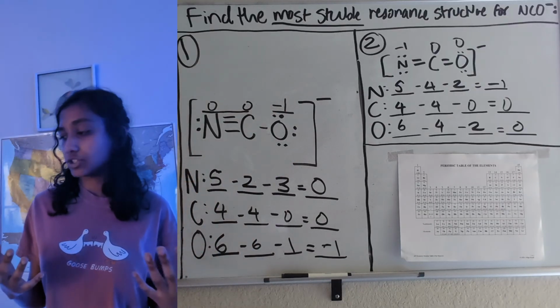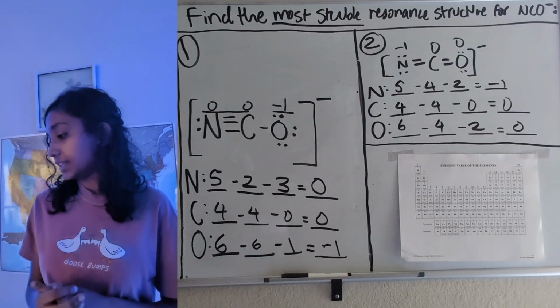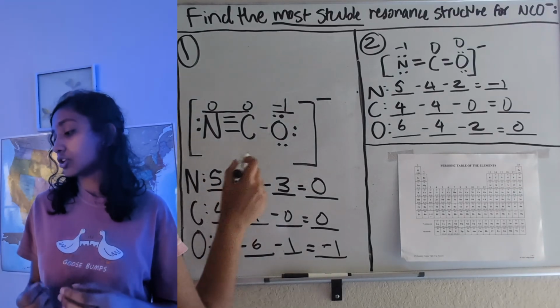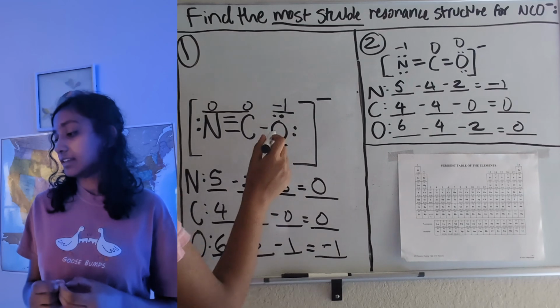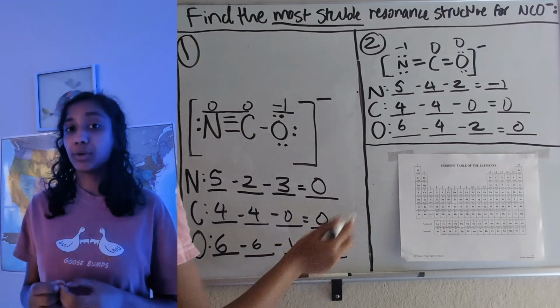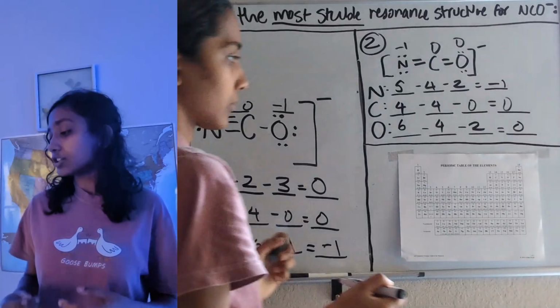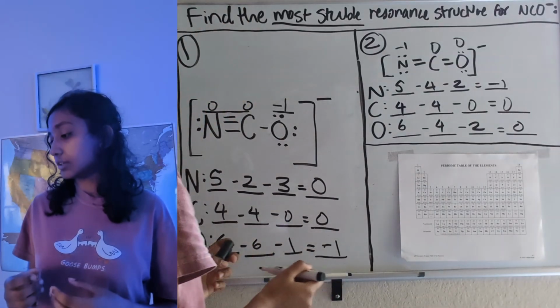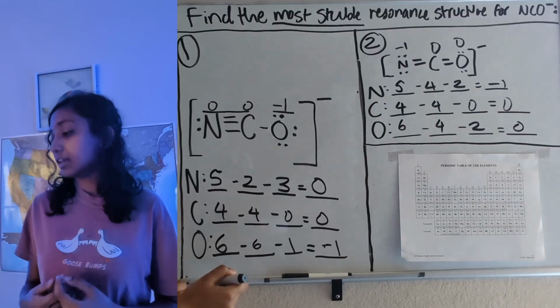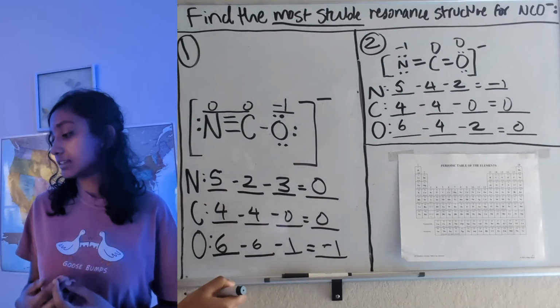So, which resonance structure is correct? In this first structure, the -1 charge is placed on oxygen, and in the second structure, the -1 charge is placed on nitrogen. Like we said before, the structure that places the formal charge on the most electronegative atom is the most stable in this case.